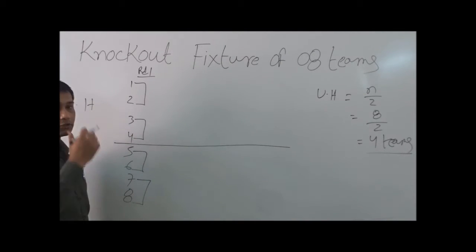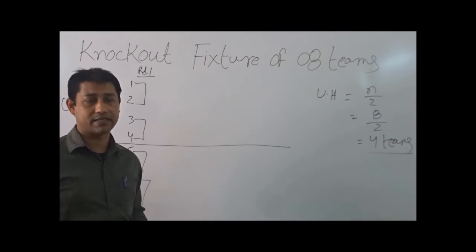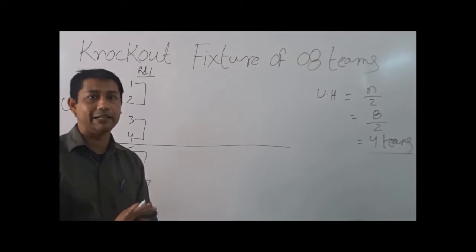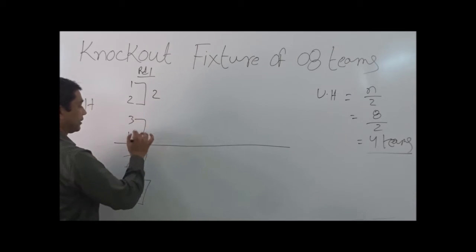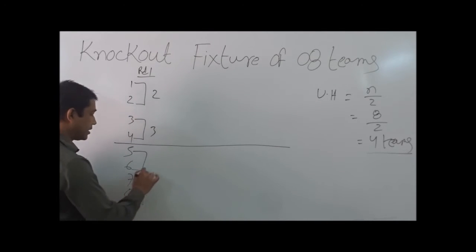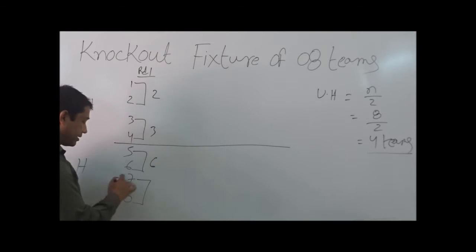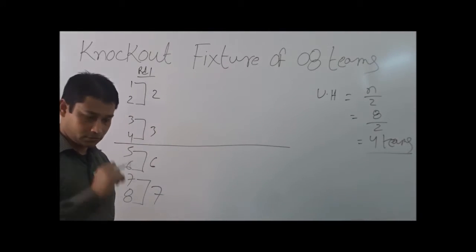So just find out the winner. And finding out the winner will be totally your choice. You need not give any logic to anybody. So 1 is playing with 2, find out winner. 3 is playing with 4, find out winner. 5 is playing with 6, 6 is winner. 7 is playing with 8, I have nominated 7 as a winner.